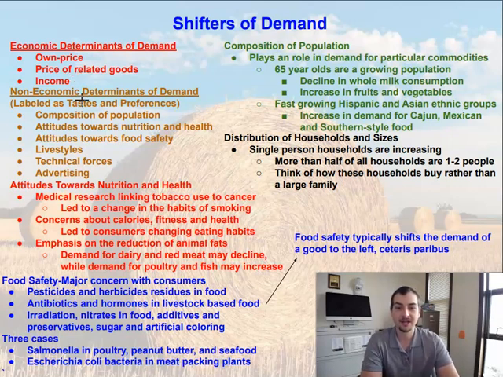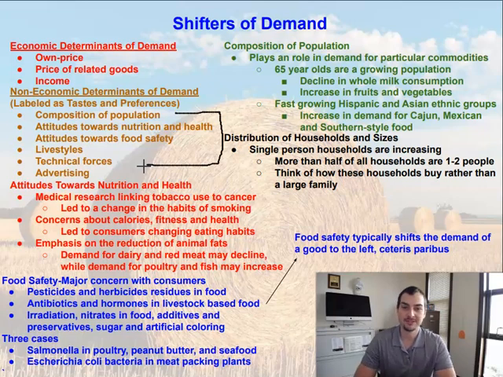These non-economic determinants of demand are actually listed in this chapter as tastes and preferences. The different non-economic determinants of demand are things such as composition of population, attitude towards nutrition and health, attitude towards public safety, lifestyles, technical forces, and advertising. Over the next couple of slides, we're going to go through all of these different non-economic determinants of demand and give you a little bit of examples of each one. So let's dive into them.